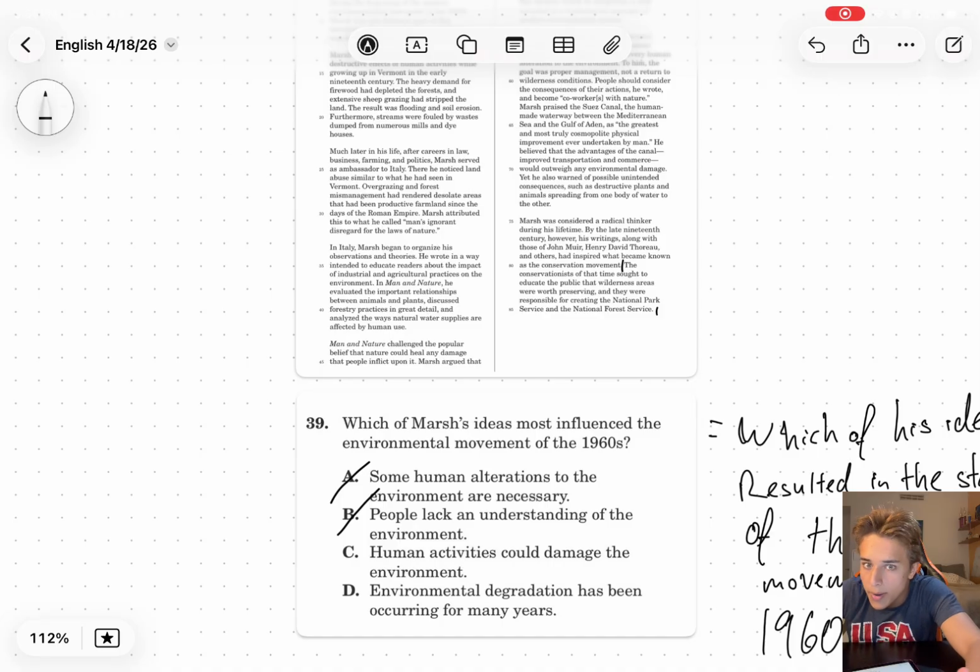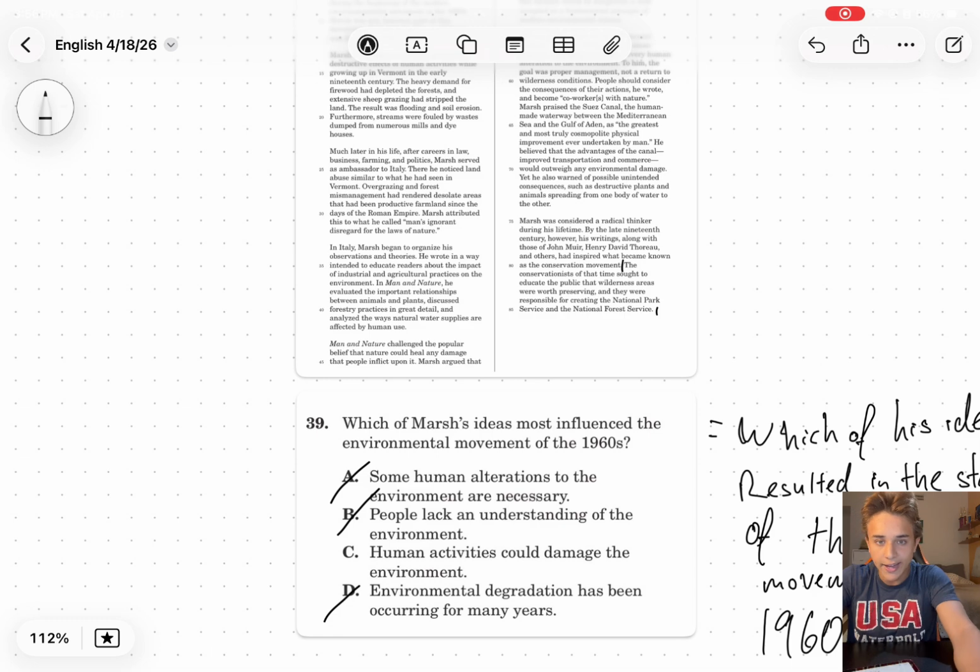And environmental degradation has been occurring for many years. Again, he did talk about this. This is something that occurred in his writings, but that's not necessarily a major part of it, and that's not necessarily the reason that humans decided to eventually create the National Park Service and National Forest Service. It was more so the fact that the environment was in a bad shape that they wanted to fix, so it's not D.